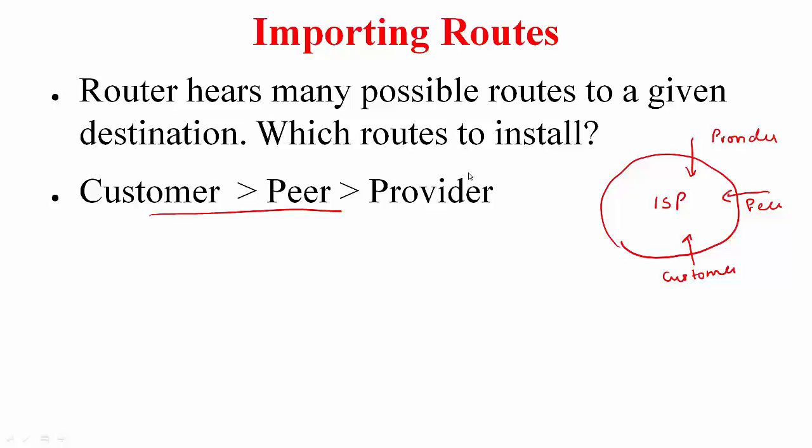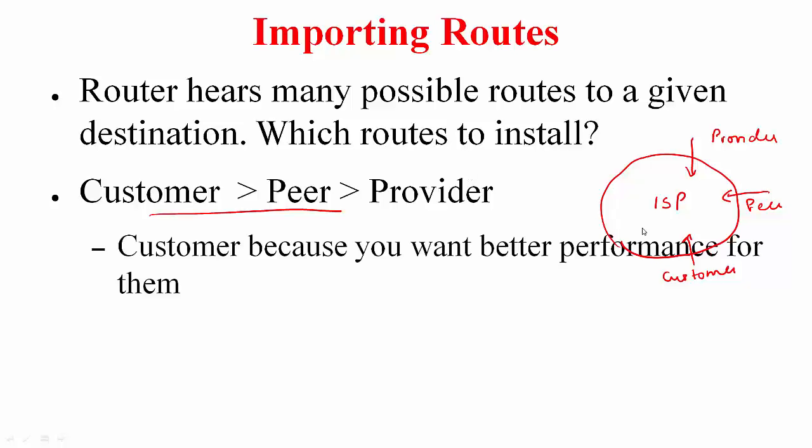Why like this? Suppose a customer said, you can reach me via this particular IP prefix. A customer router is saying this, and the peer is also telling this, maybe because this customer is multi-homed. And since you're directly connected, you want better performance for the customers. So you should import the route provided by the customer over the route provided by the peer.